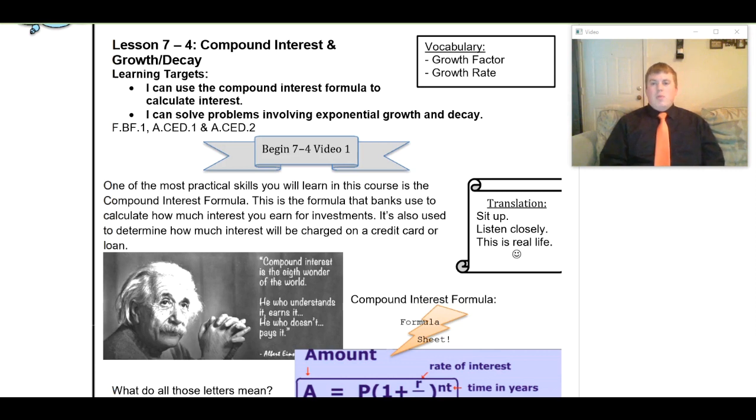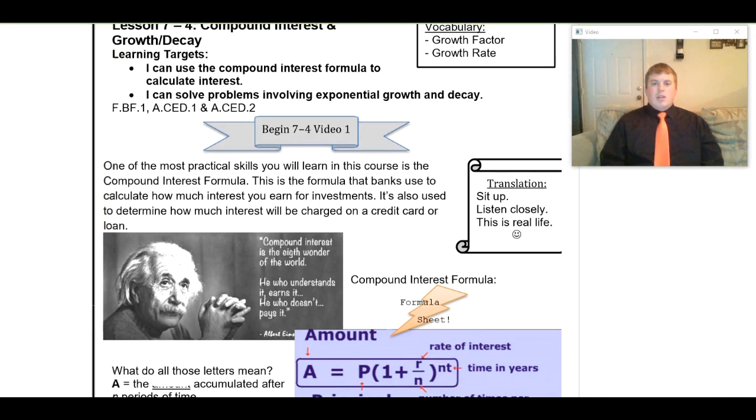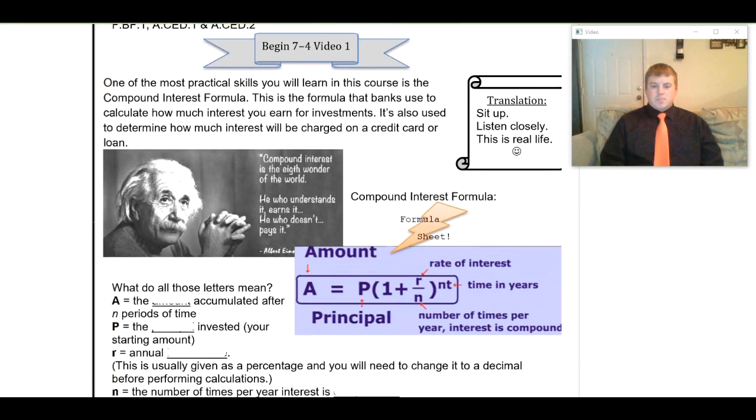Now, this may be one of the most, if not the most, practical uses of math that you're going to see this year in our Algebra 1 course. Compound interest is used to figure out how much money you are making in a savings account or how much money you are paying on a loan. So it's something that you're really going to see in everyday use. So let's make sure that we're paying close attention as we go through this video.